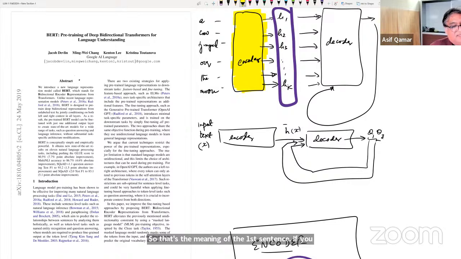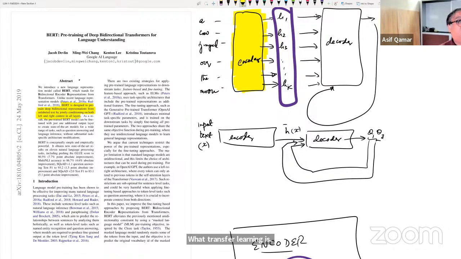"Unlike recent language representation models, BERT is designed to pre-train deep bidirectional representations from unlabeled text by jointly conditioning on both left and right context in all layers." Now, this might look like some esoteric mantra, so it needs a little bit of deciphering. Let's go over it very slowly. The sentence matters. It is designed to pre-train. What does pre-train mean? To explain pre-train, I have to explain to you what transfer learning is.